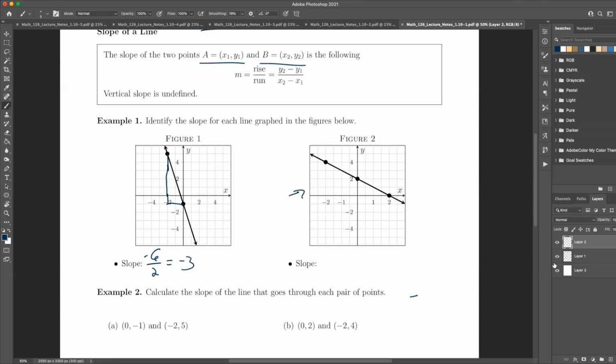What is the slope for figure 2, guys? Go ahead and put that in chat. What's the slope of this line? Yeah, so most people are agreeing this is -1/2 because they go down 1 and over 2. Okay.